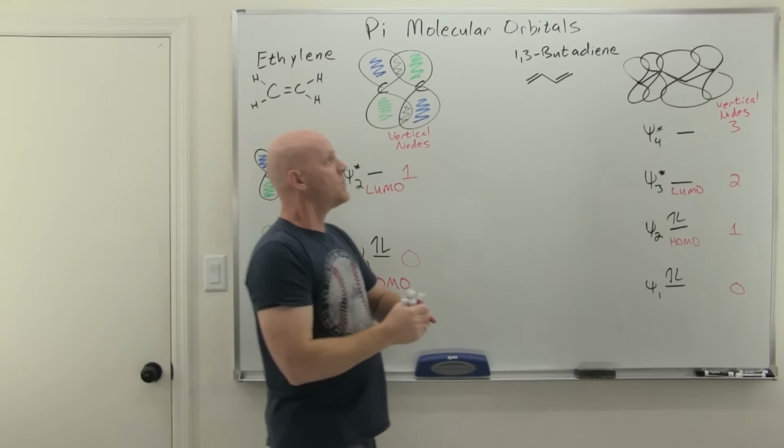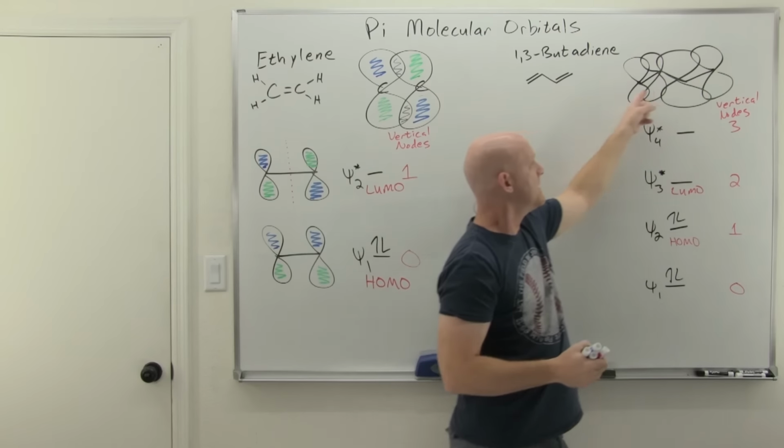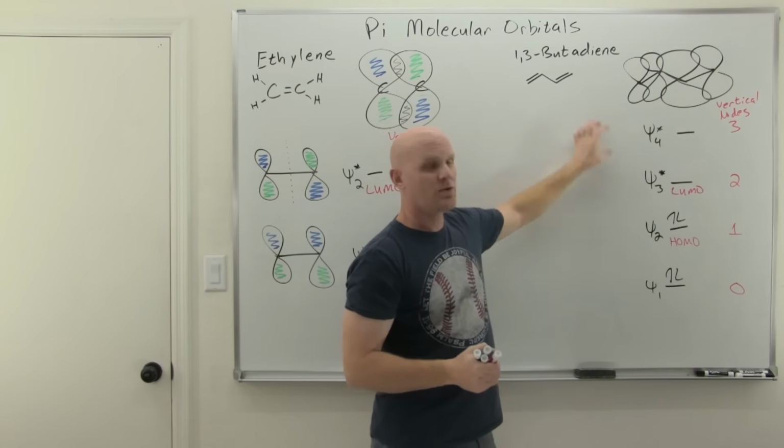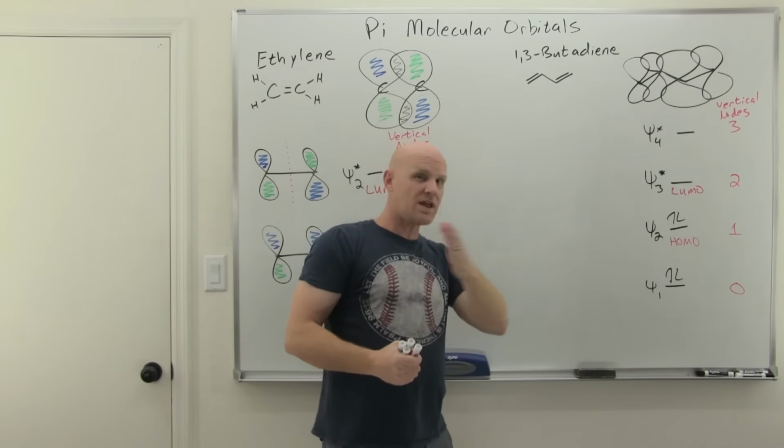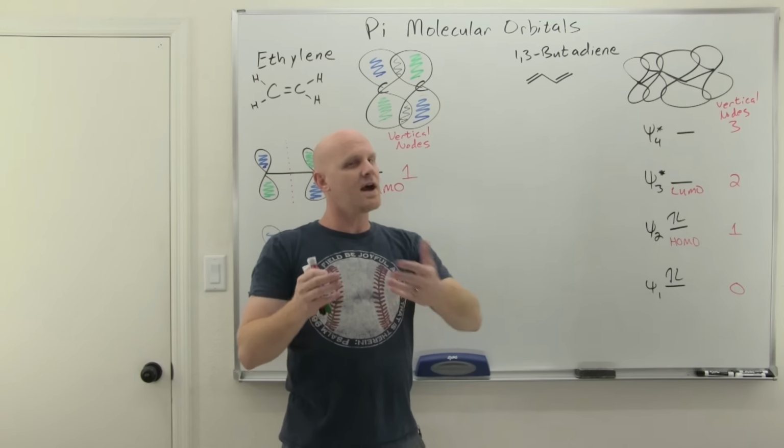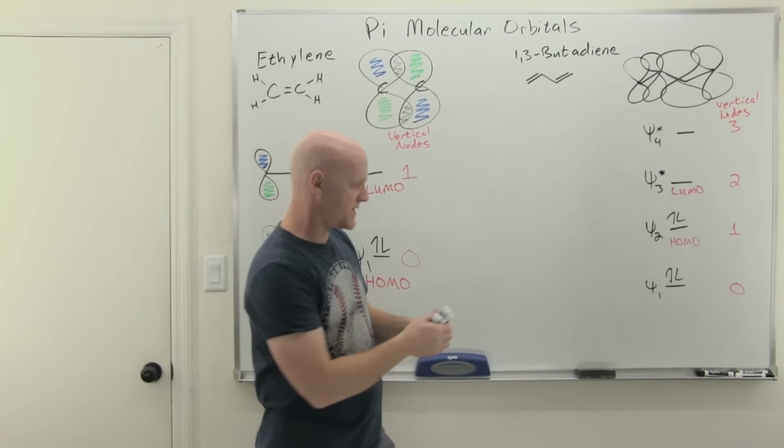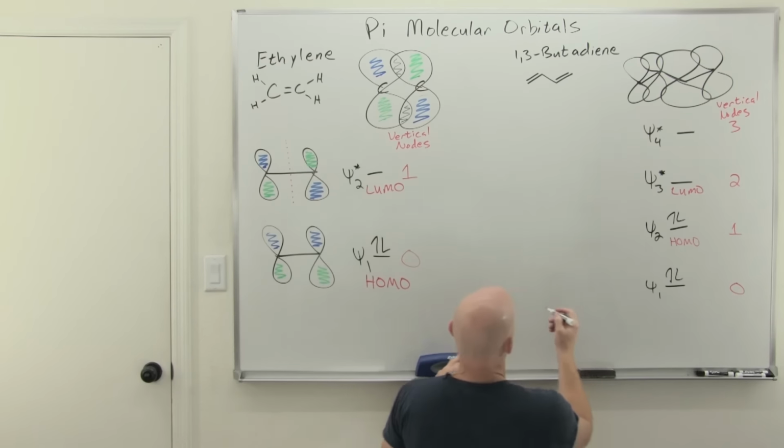Now, again, we've got 4 overlapping orbitals here. And so when we go to represent these, we're going to represent them as the overlap of 4 p orbitals. But again, it's actually going to depict a more complex reality. Let's take a look at what these look like.